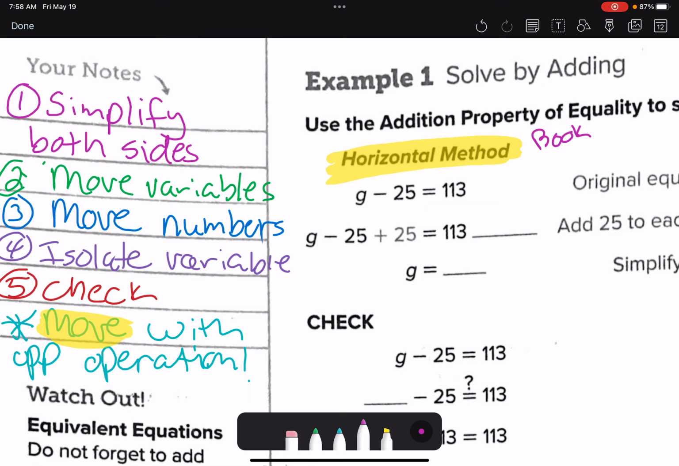There's only one number there, so there's no like terms. Move on. 2, move the variables. I only have one variable, so therefore I don't need to move any of them together. 3, move numbers. I do have numbers that need to move together, and I'm going to do that in order to isolate the variable. Step 4.